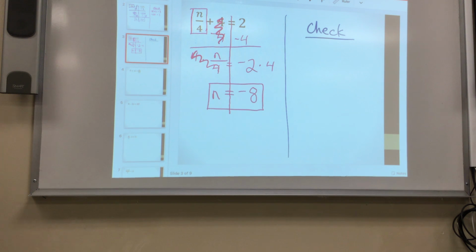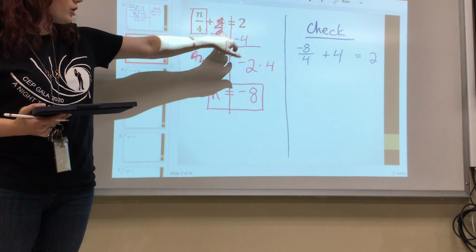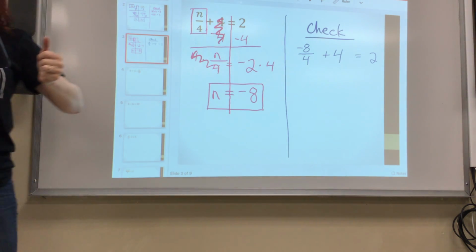Can somebody fill the -8 back in for me? What's the problem going to look like? William? -8/4 plus 4 equals 2. Okay, and I want that to equal 2. So I want to make sure that equals 2. So -8 divided by 4 plus 4, I need that to equal 2.